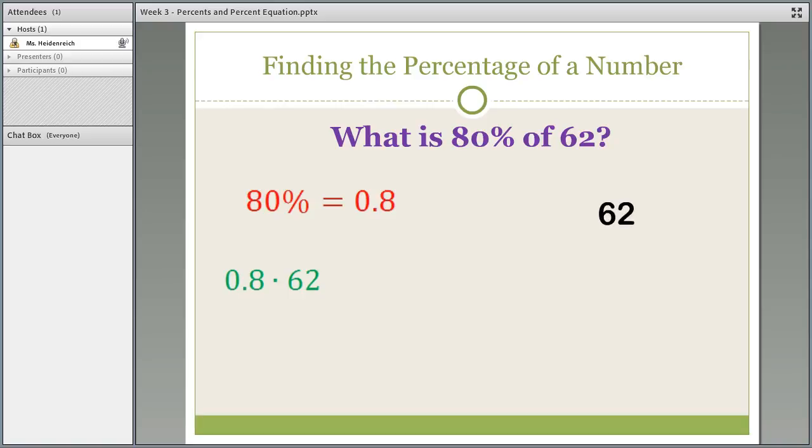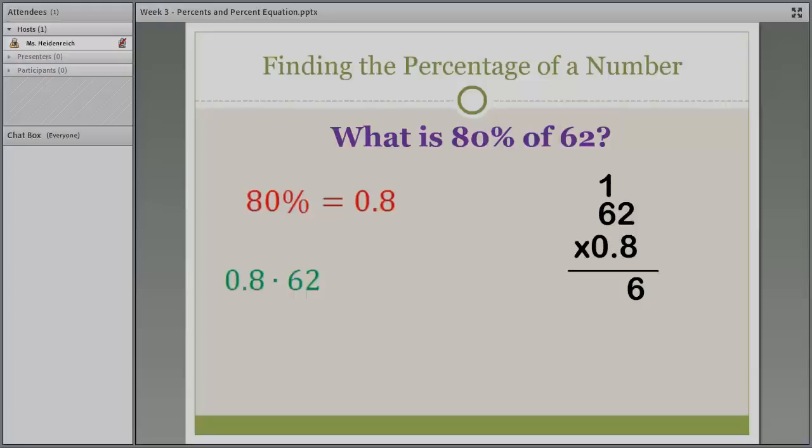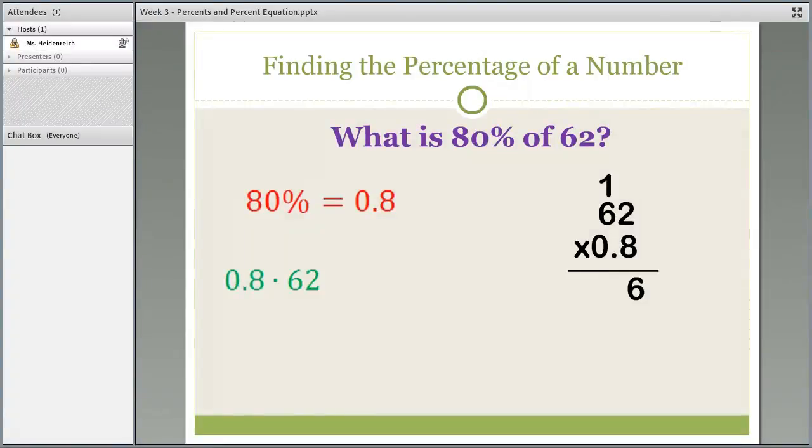So I'm going to do 62 times 0.8, and it would be great to work this out on your own piece of paper and make sure that you're comfortable with the multiplication. So you would do 2 times 8 and get 16. And then you multiply that 6 by the 8 to get 48, and then add 1 to get 49. And then remember that there was one decimal place when we did the multiplication, so there's one decimal place in our answer. So the answer is 49.6.